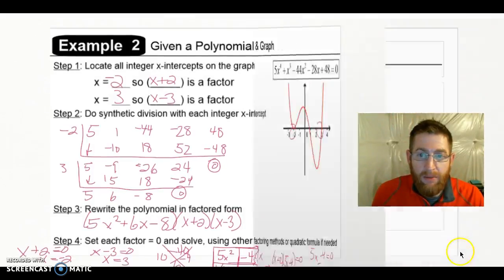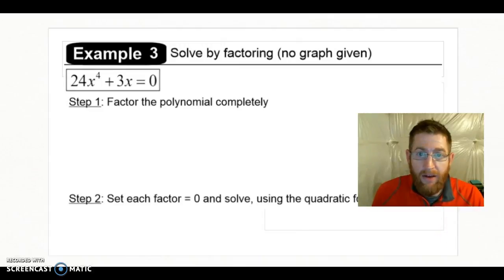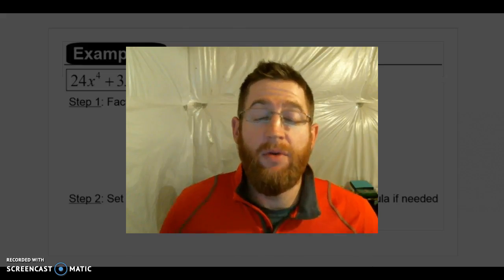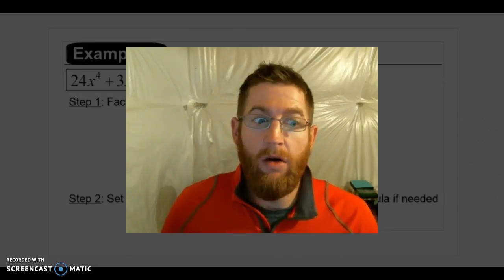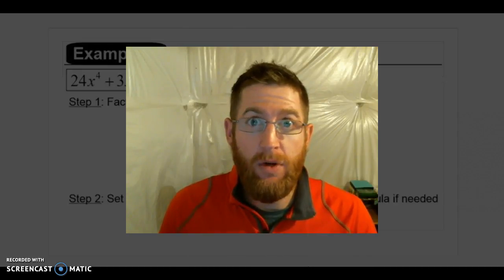We're moving on to example 3, solved by factoring, no graph given. At this point, I would move on to the third example, but we are already at over 11 minutes, and I'm going to get cut short because I don't pay for Screencast-O-Matic Pro. So I'm going to cut short, and I hope that you enjoyed this video.